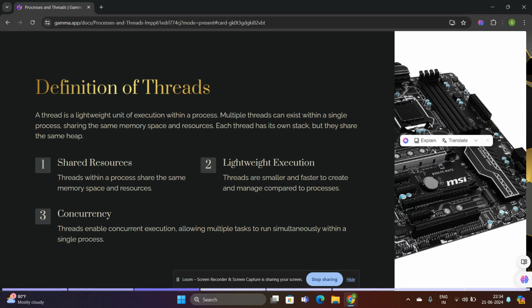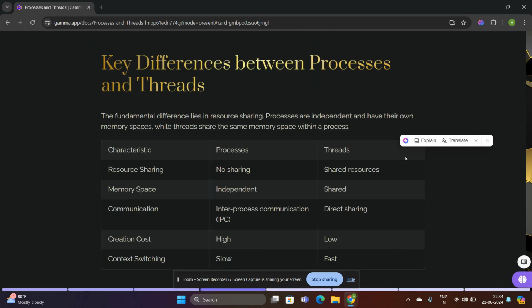Coming to shared resources, threads within a process share the same memory space and resources. Let us assume that in a process there are five threads. These five threads use the same heap area and the same memory space, but they execute separately using their own respective stacks, while all are present in the same process. And concurrency happens: threads enable concurrent execution, allowing multiple tasks to run simultaneously.